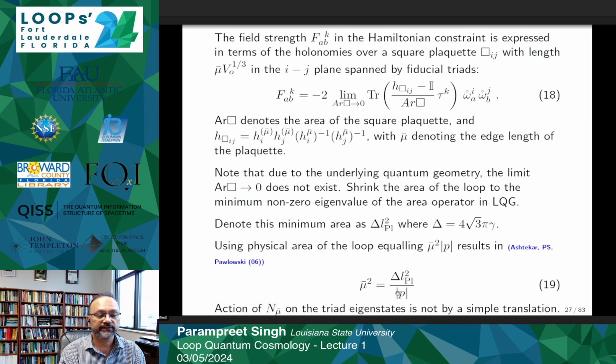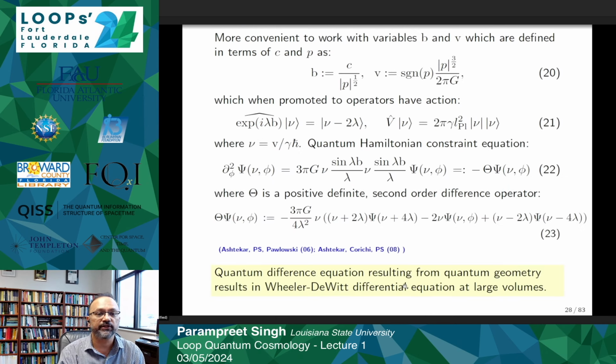The drawback of this is that the action of N mu now on the triad eigenstates is not a simple translation. It becomes much more complicated, and therefore it becomes much more meaningful to do a canonical transformation to new variables, which I'm going to denote by b and v, where b is defined by c to the power square root of p, and v is defined as this. In terms of these b and v variables.